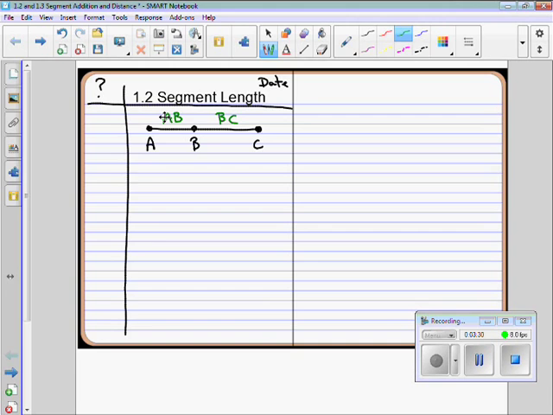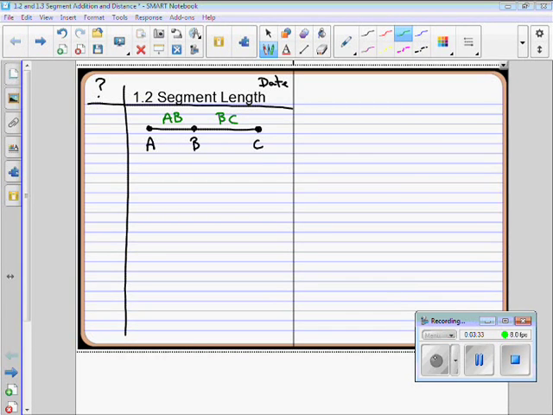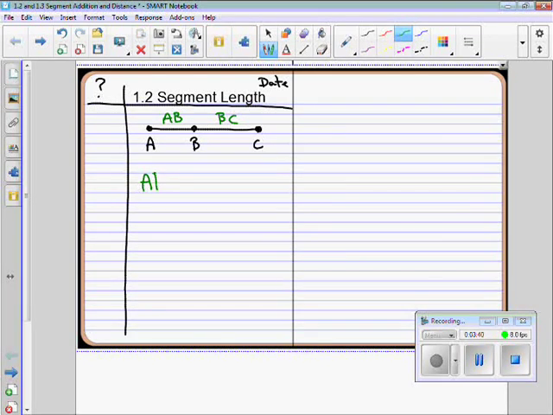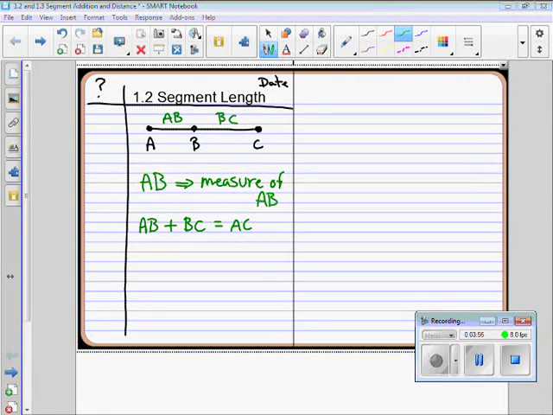Now what I want to note is in green there, you'll see that I have an A and a B written above that segment. That AB, when it has nothing above it, represents the words measure of AB. And so the BC stands for the measure of BC. They represent an unknown number. So here's an equation. Notice I have AB plus BC equals AC. The smaller segment AB plus the smaller segment BC certainly equals the entire length.